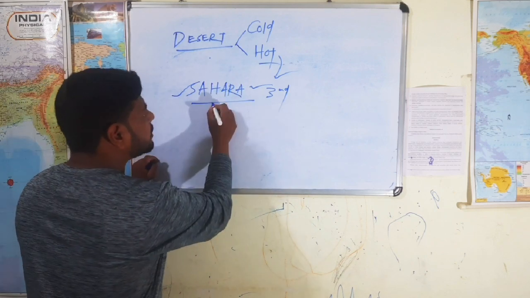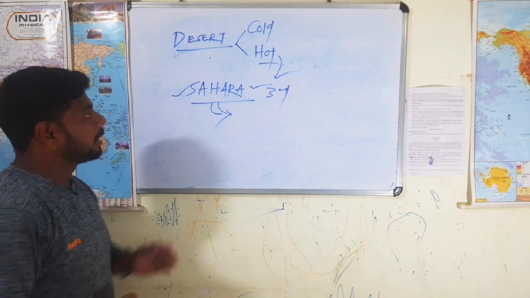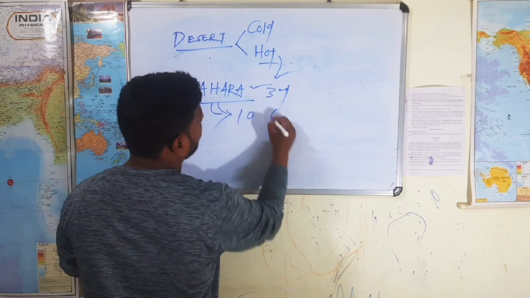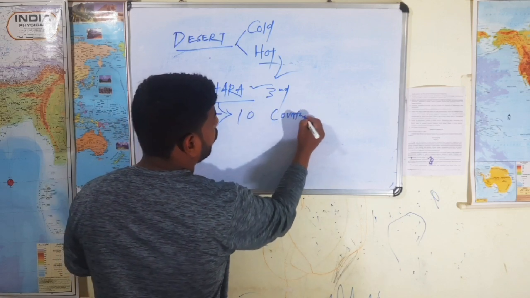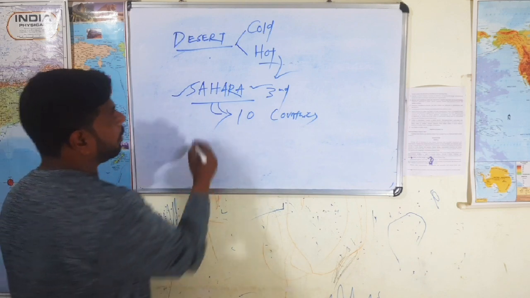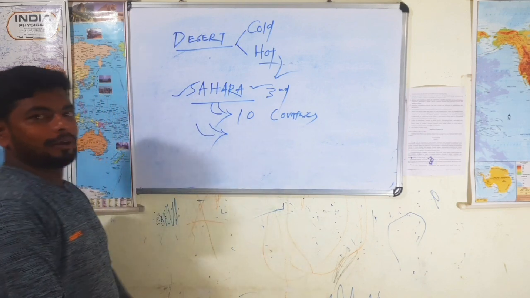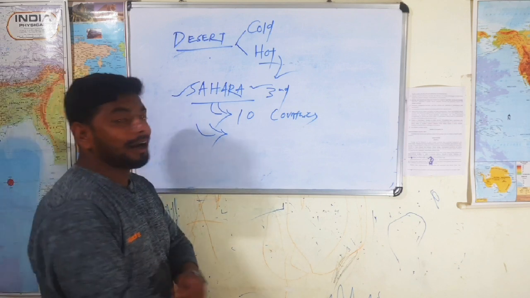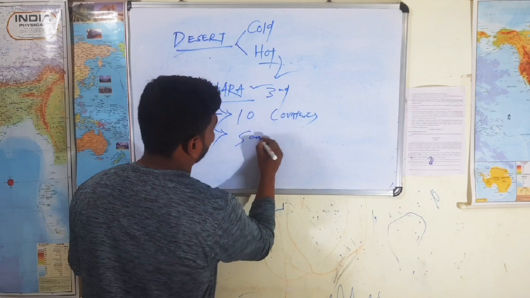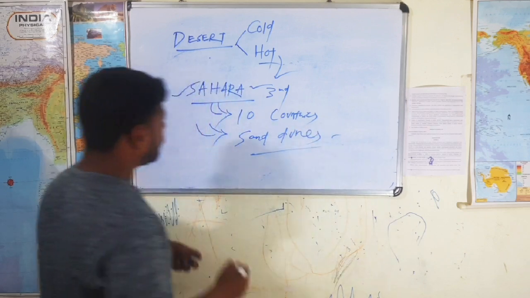In fact, it is a desert around the size of the USA. It spreads across 10 countries in the northern part of Africa. It is very famous, guys. You might have seen it, mainly in the movies, right? In the form of sand dunes.